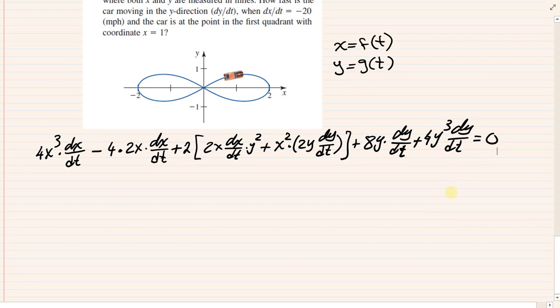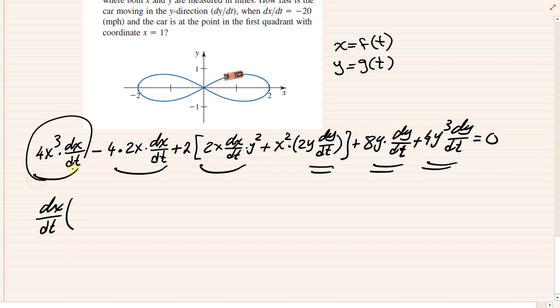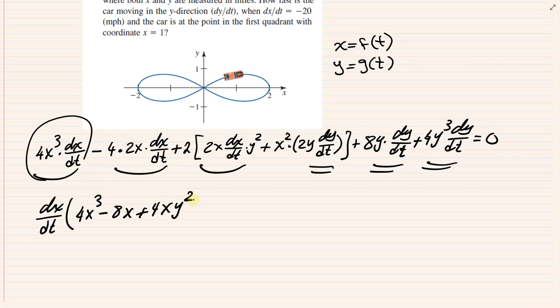Good. Let's combine like terms. So our dx dt's, and we want to find dy dt. So let's group dx dt's together and dy dt's together. Okay, so first dx dt's. Beginning with the first one, it's going to give me 4x cubed negative 8x plus 4x. Those work out nicely. And then, of course, there's a y squared. So they're not like terms. I was hoping they'd come out like terms, but they're not. And that's okay.